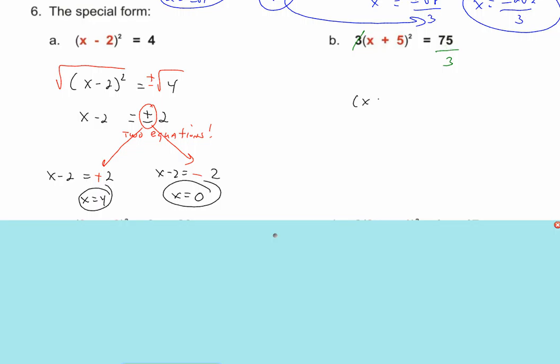Now we're at the quantity x plus 5 quantity squared equals 25. So now our squared quantity is isolated, right? You got the squared thing all by itself. Now take the square root of both sides. Of course, don't forget the plus minus. So now we end up with x plus 5 equals plus minus 5, right? Square root of 25 is 5.